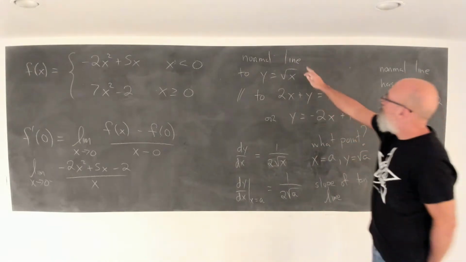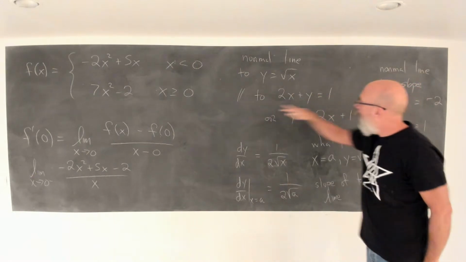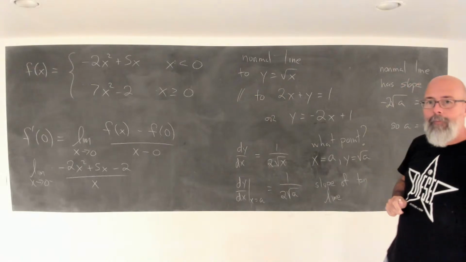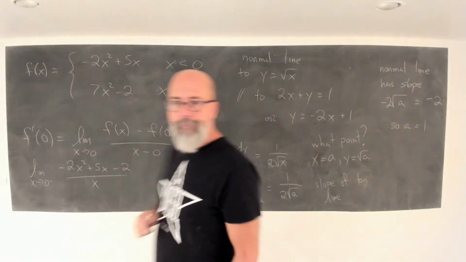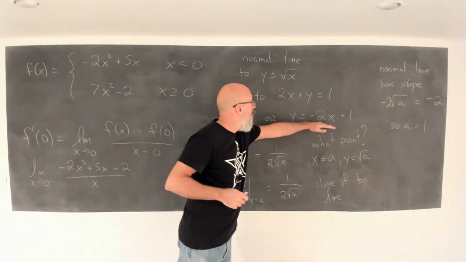Well, Pratik, the question was asking, we're looking for a normal line to this, parallel to that. That was the question. The slope is minus 2.